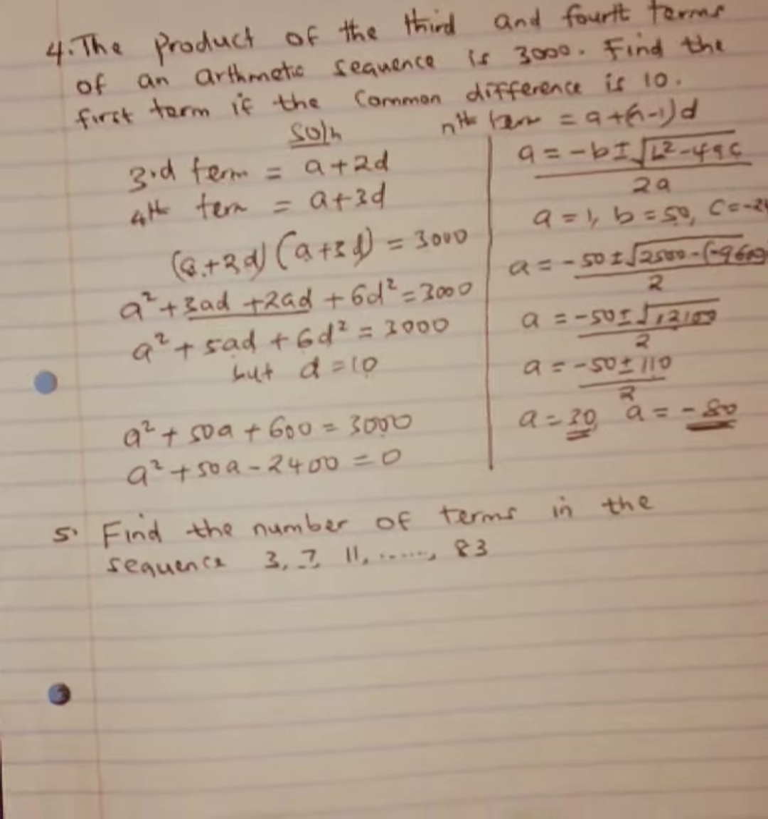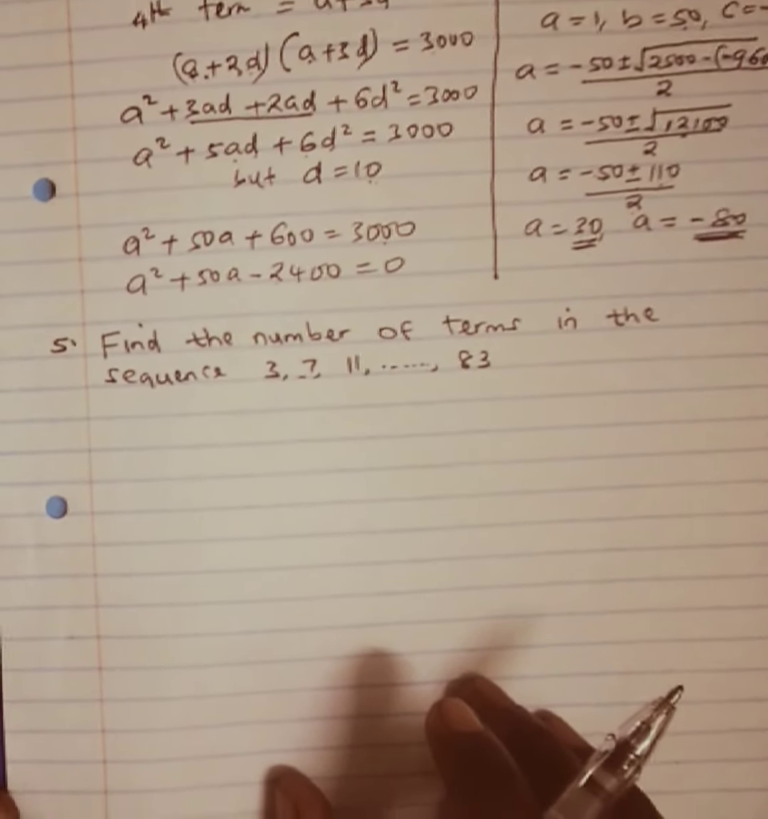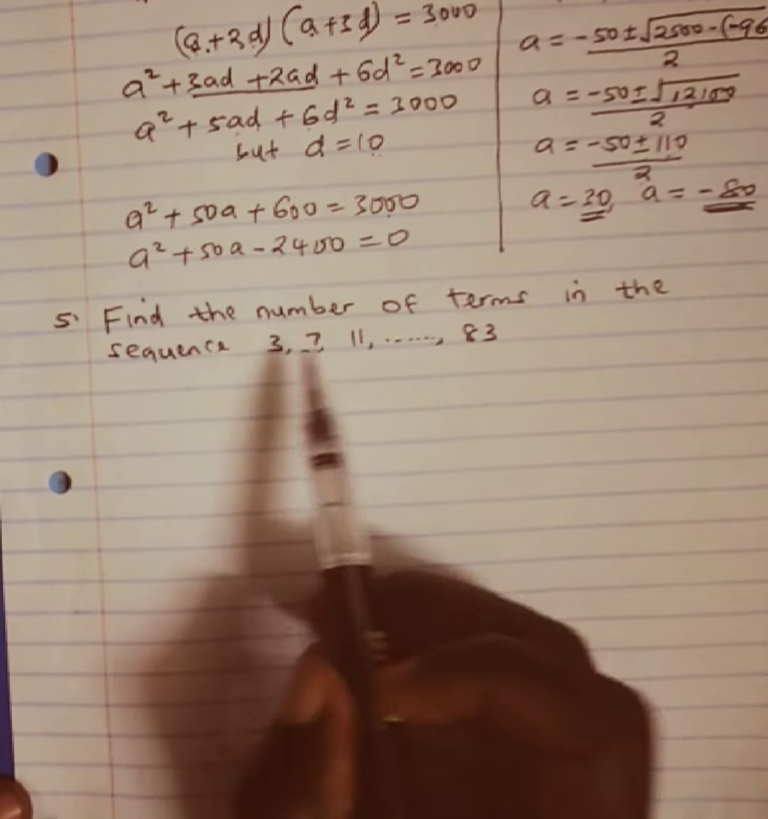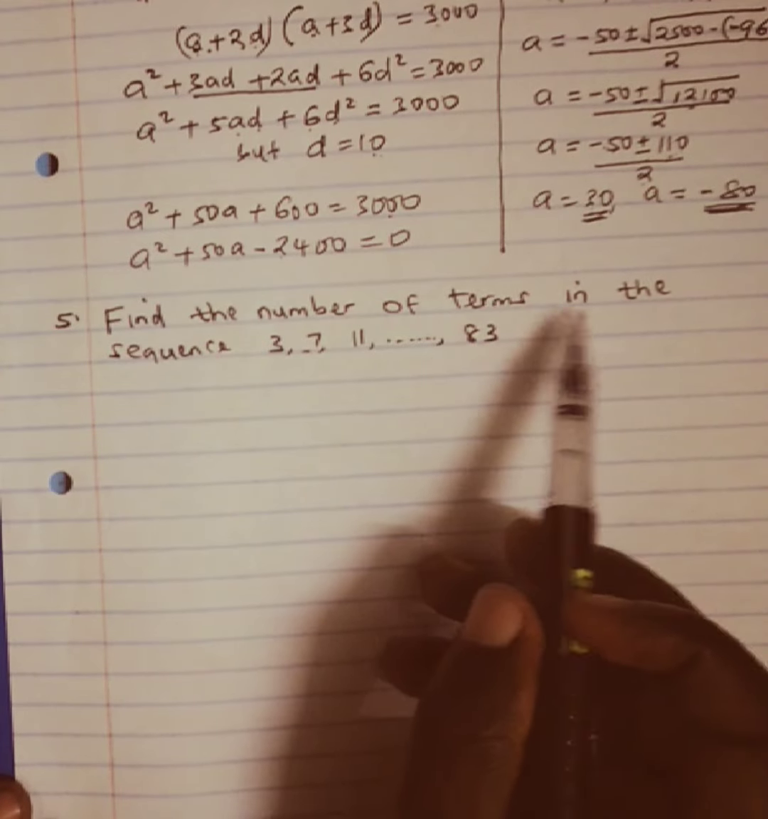We move down to question number 5. Question number 5 reads, find the number of terms in the sequence.